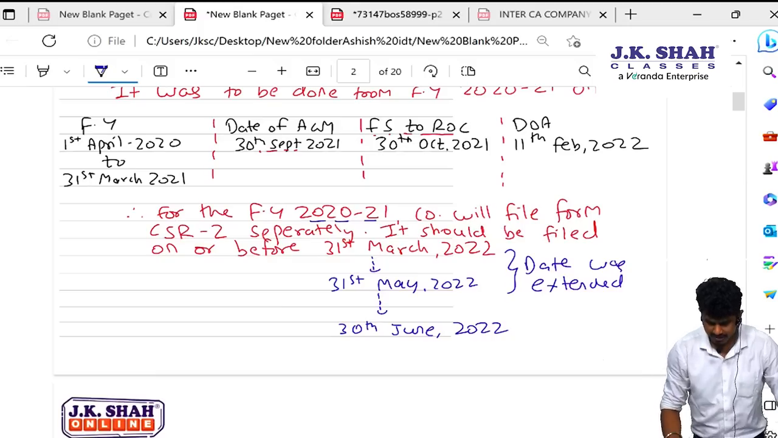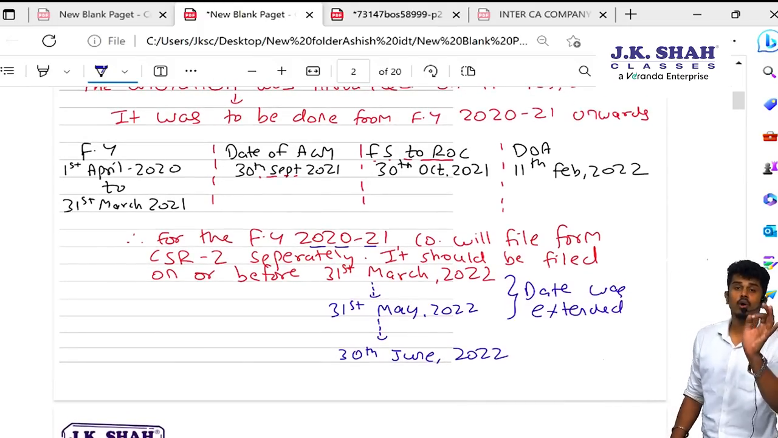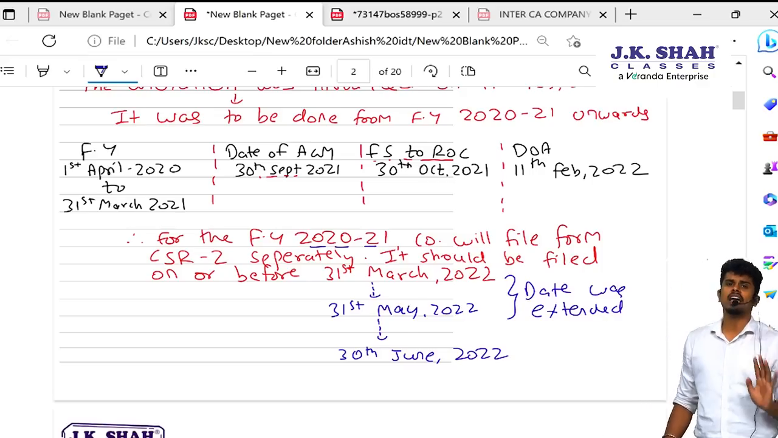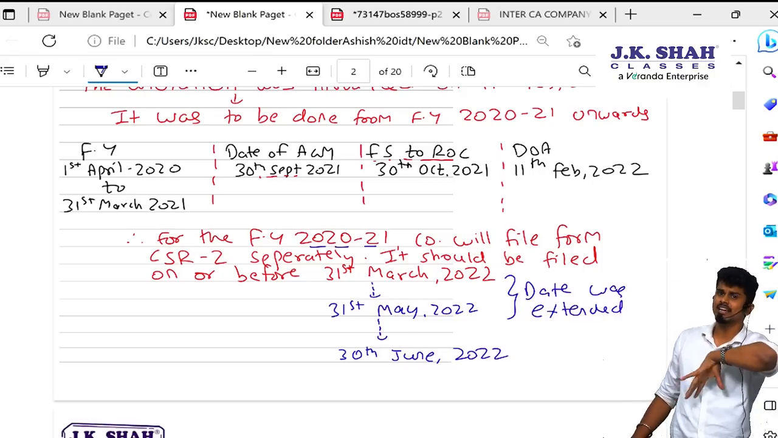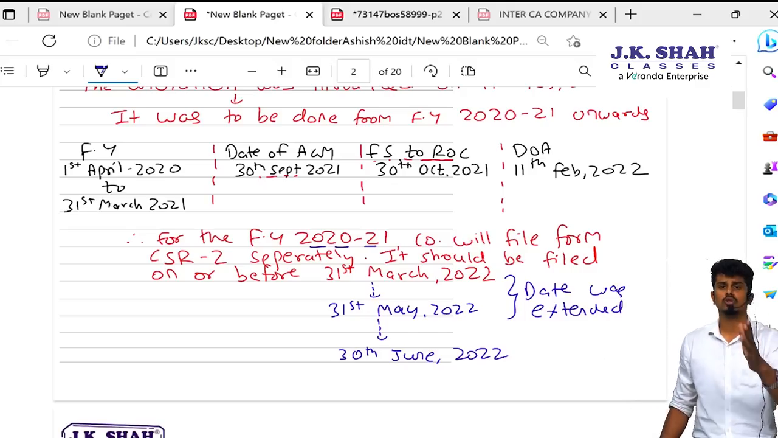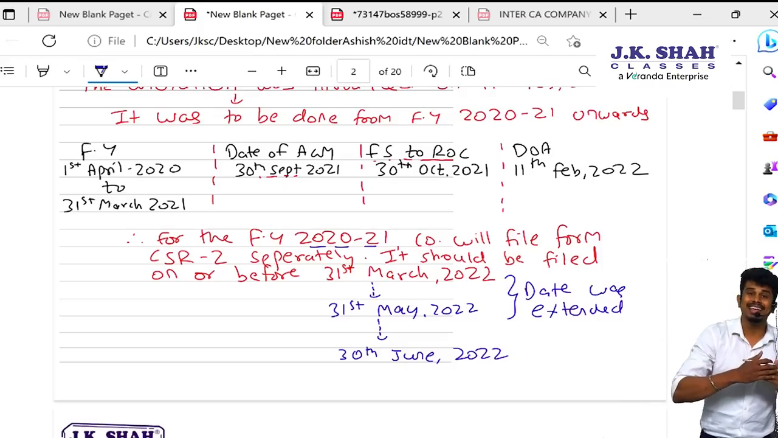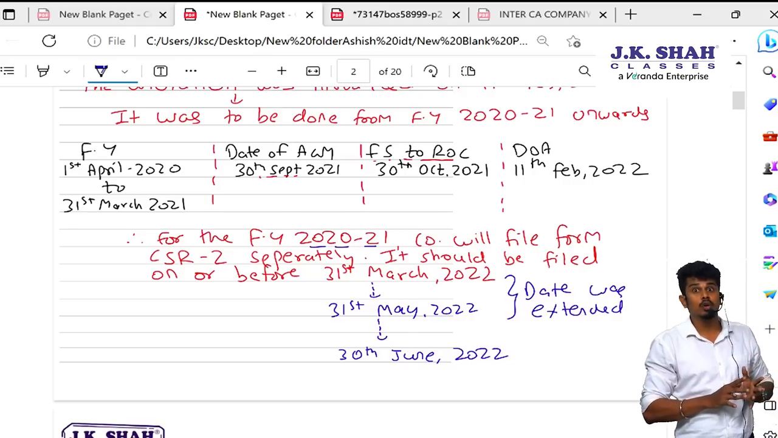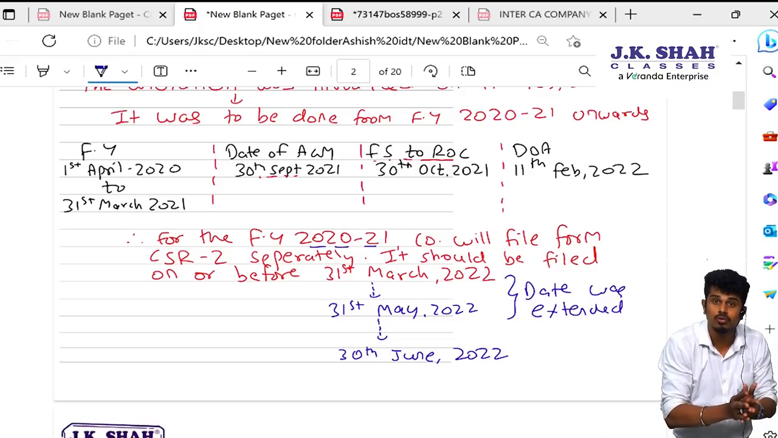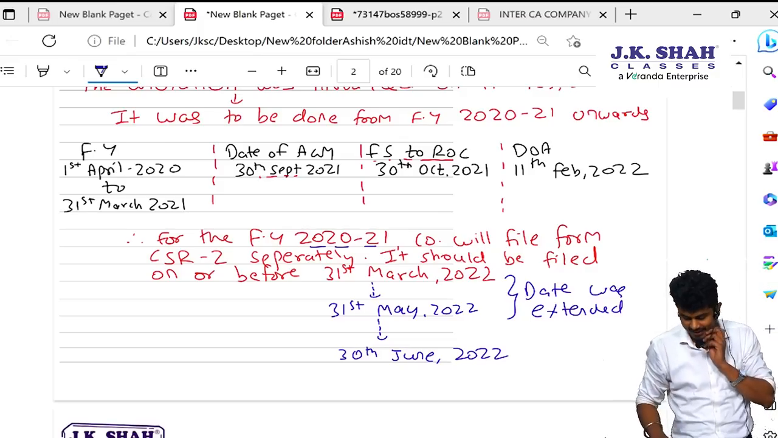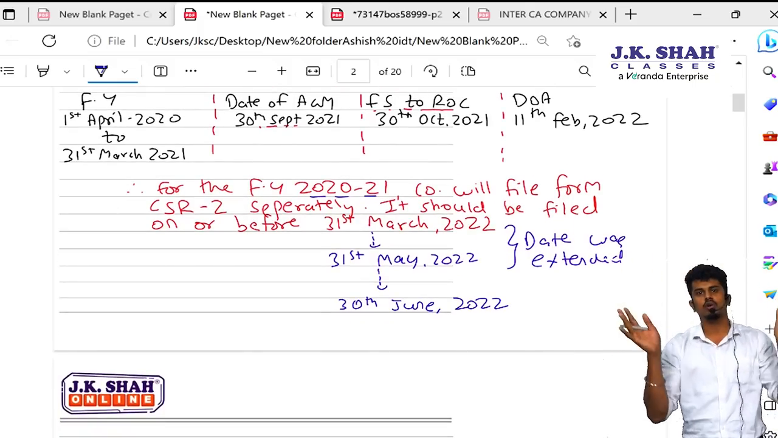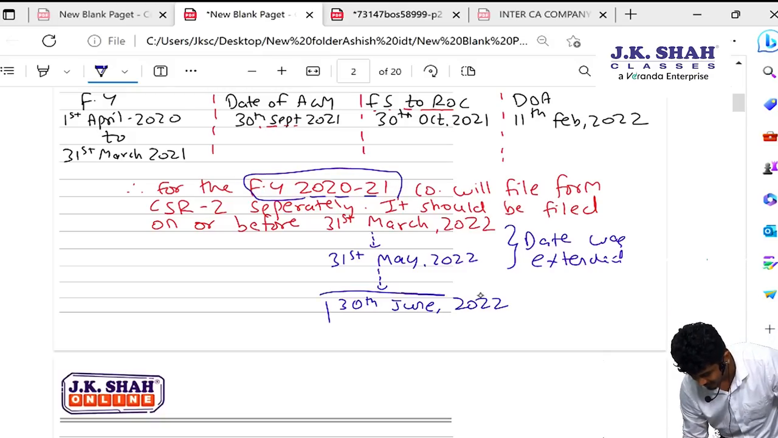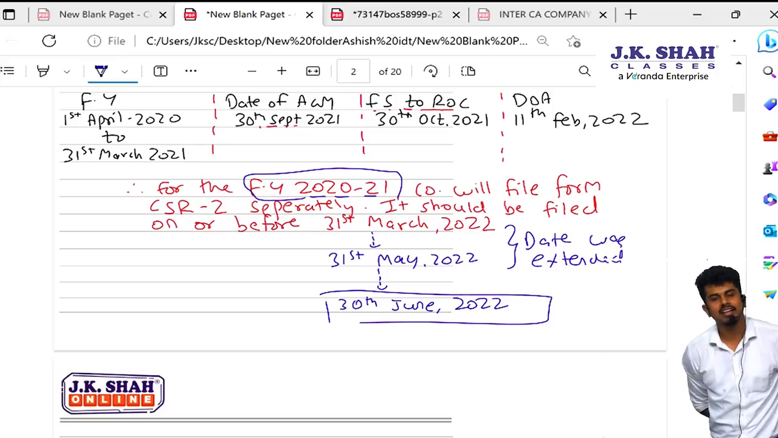See, please understand this thing. We are talking about all this requirement for the financial year 2020-21. For the financial year 2020-21, we need to file CSR2 separately because financial statements had already been filed. So we'll file till 31st March 2022. But the time was very less. So MCA extended the period by 2 months, that is till 31st May. Then again they realized that there are certain companies who have not yet filed form CSR2. So again they extended the period by one more month, that is 30th June 2022. So all in all, for financial year 2020-21, you can file form CSR2 till 30th June 2022. Extended period, yes or no?